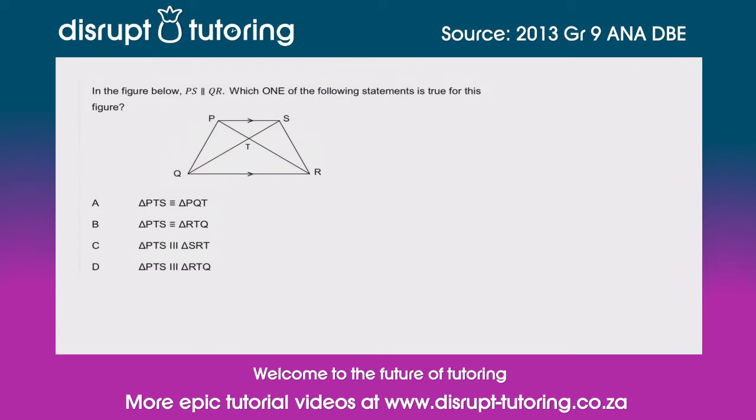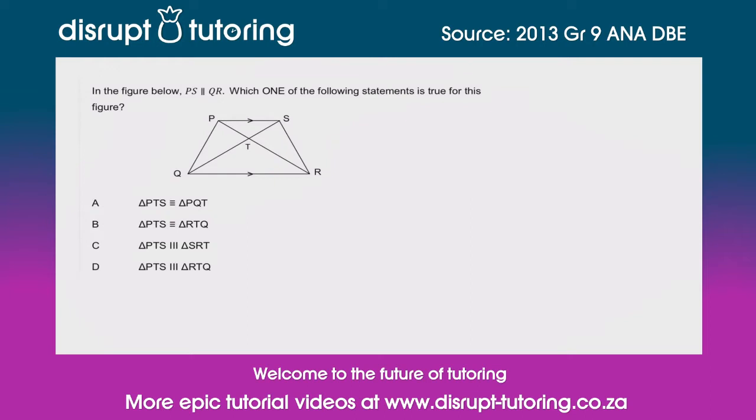Today we're going to deal with a question that tries to compare congruent triangles with similar triangles. They've asked us, in the figure below, PS is parallel to QR. So PS is parallel to QR. They have then said to us, which one of the following statements is true for the figure. Now I'm going to go through each of them and we're going to eliminate the ones that are incorrect and hopefully be left with the one that is correct.